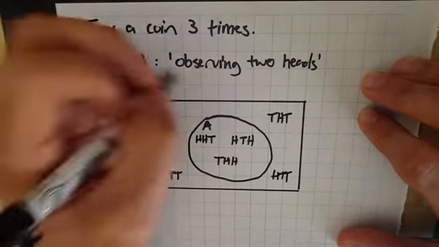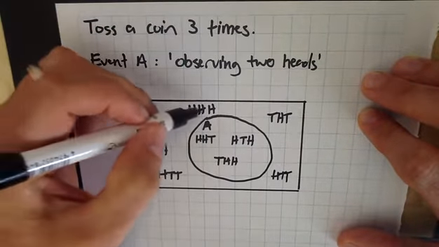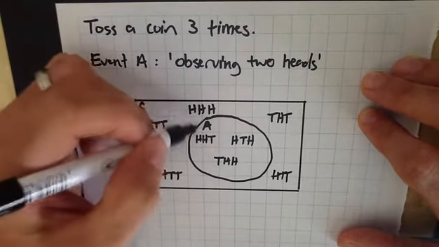Okay, there's one more outcome. I could flip a head, a head. Now that's observing 3 heads. Okay, so it's outside the event A.